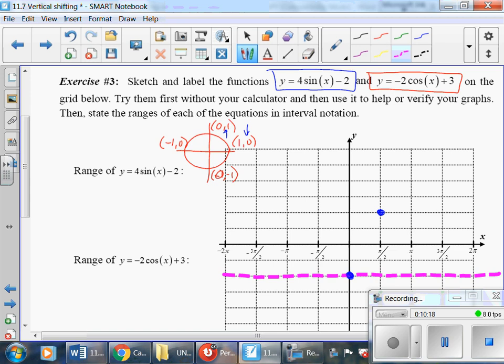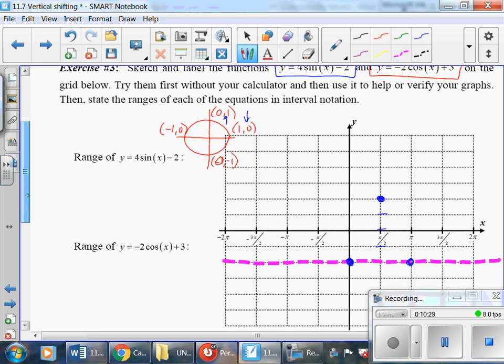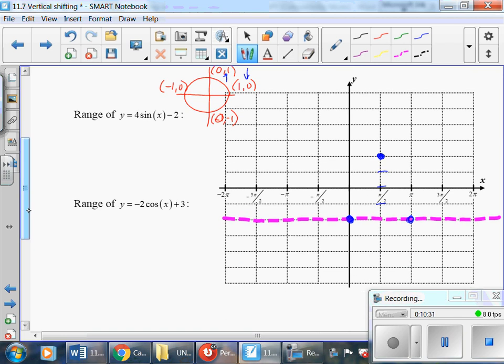Then I come back down to my 0, and because my amplitude is 4, notice how I'm going 1, 2, 3, 4 units above my 0. I'm just going to slide this a little bit down so I can get to this point down here, 1, 2, 3, 4, and I come back to my 0, which is here. So this is what my first one looks like. Goes up, comes down, comes up.